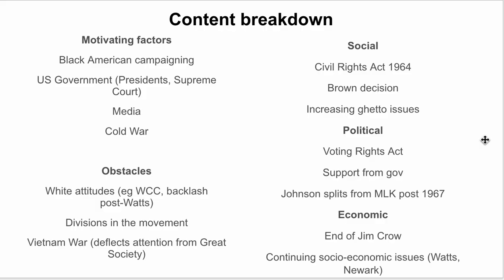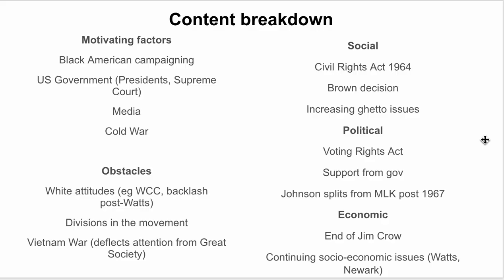Also external factors like the Cold War. In 1957, when Sputnik was going around the Earth, a message was sent saying Sputnik is now over Little Rock, to really highlight the hypocrisy of America being the land of the free, the beacon of democracy and freedom, and yet Black Americans couldn't vote and were segregated against and discriminated against. So the Cold War did play a role in influencing the government.